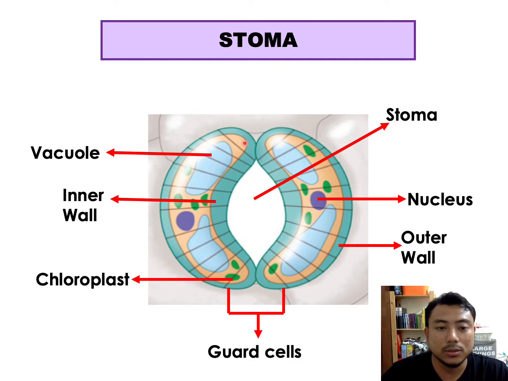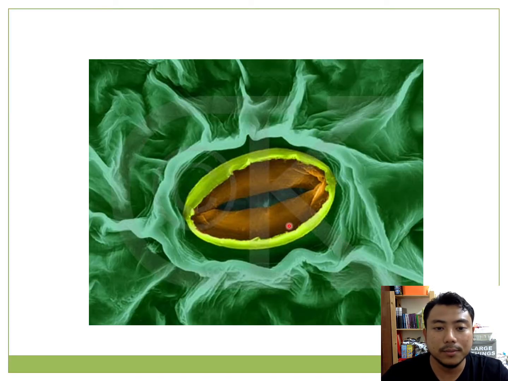Here is the guard cell. We have two guard cells alongside each other. As a guard cell, it also has a vacuole. It has an inner wall which is much thicker than the outer wall. So this is the outer wall, which is thinner, lebih nipis, and this is thicker, lebih tebal. Of course we also have chloroplasts inside the guard cells, and a nucleus over here. Here is a photo of guard cells, taken by a special technique.